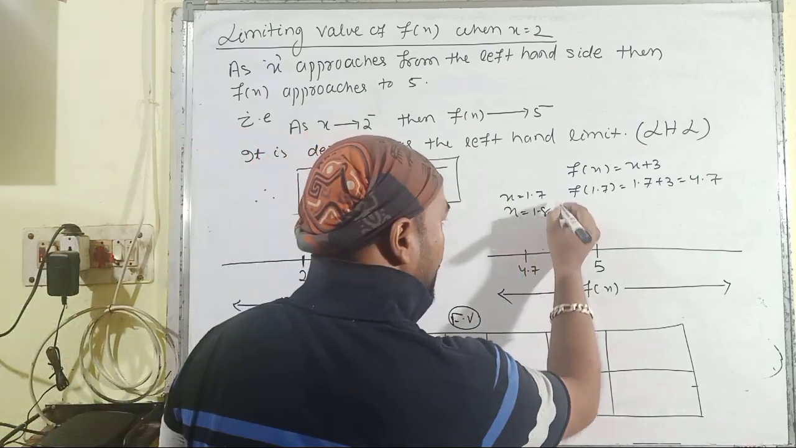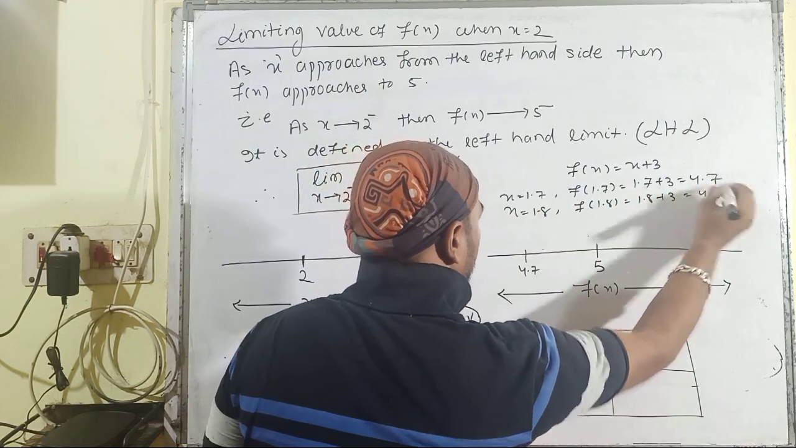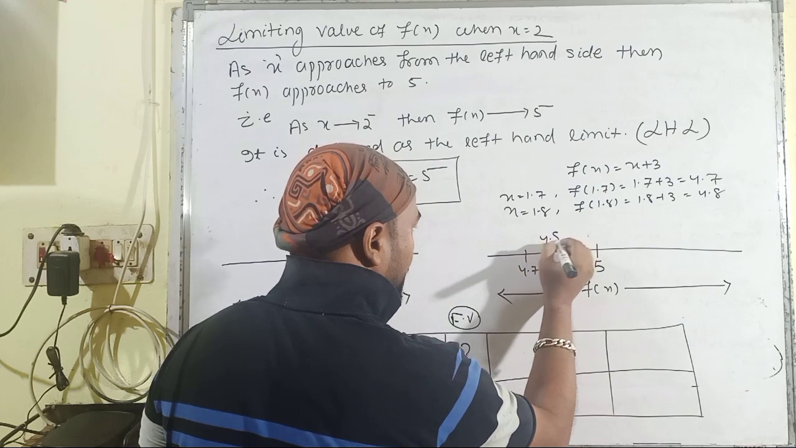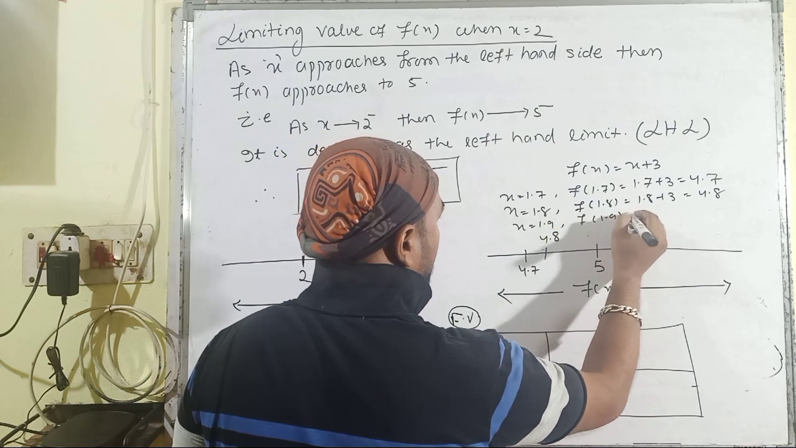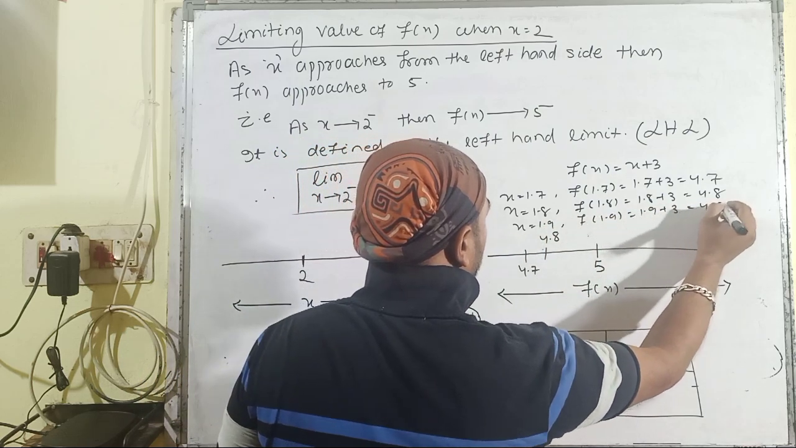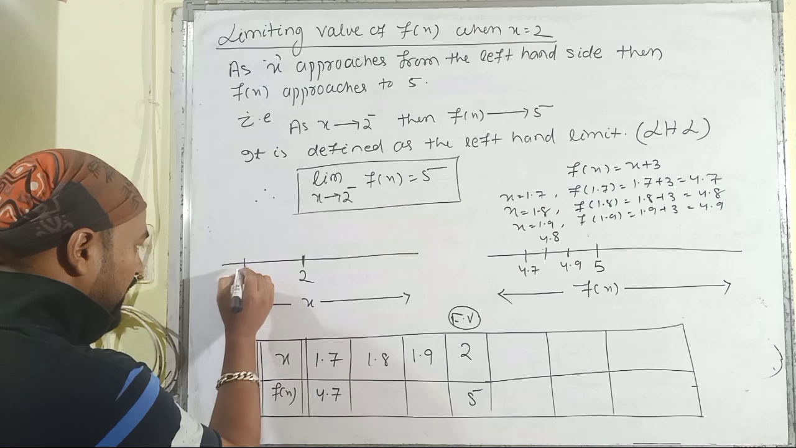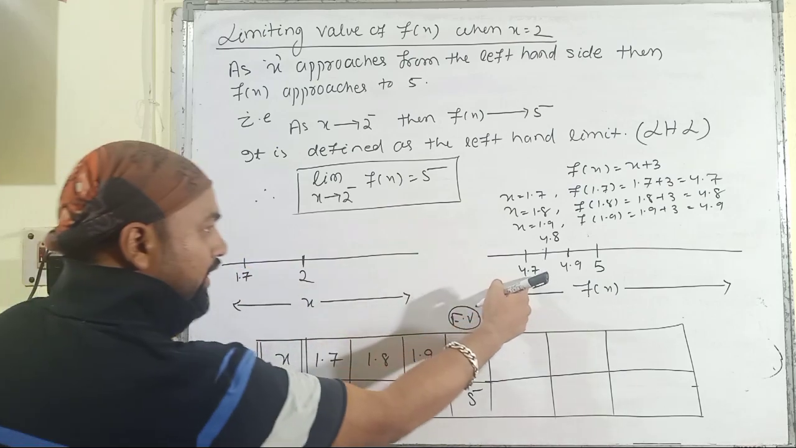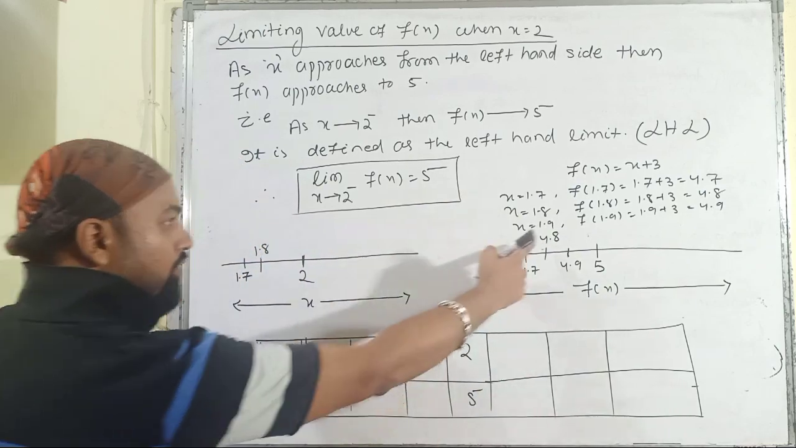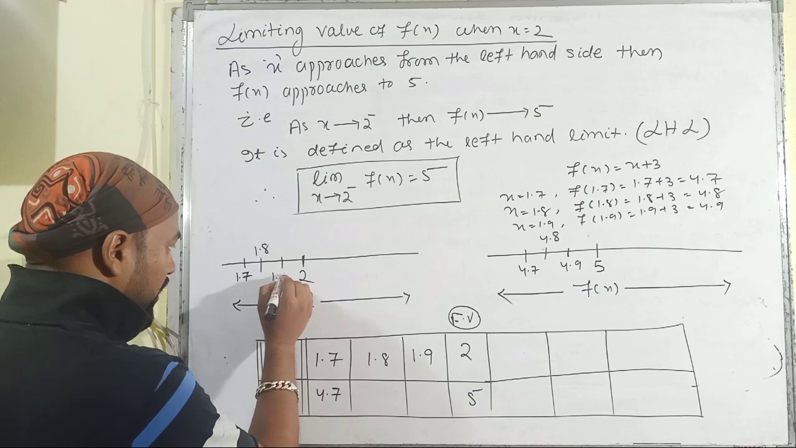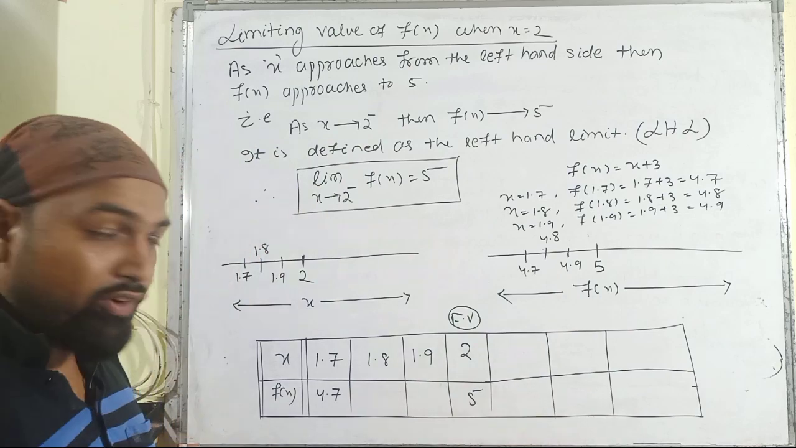Whenever x is equal to 1.8, f of 1.8 is equal to 1.8 plus 3, that is equal to 4.8. So we are getting 4.8 here. When x is equal to 1.9, then f of 1.9 is equal to 1.9 plus 3, which is 4.9. That means first we took 1.7 and got 4.7, then we took 1.8 and got 4.8, then we took x equal to 1.9, and here we get f of x equal to 4.9.